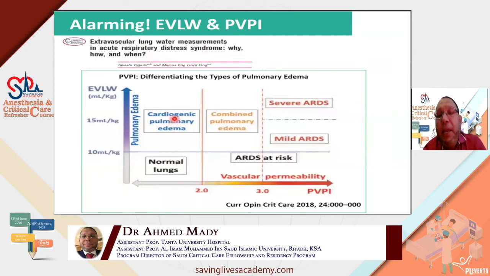So vascular permeability gives you a clue about which type of shock you have, whether it is cardiogenic or non-cardiogenic, simply through this one. Okay, so we have many devices now on the market.